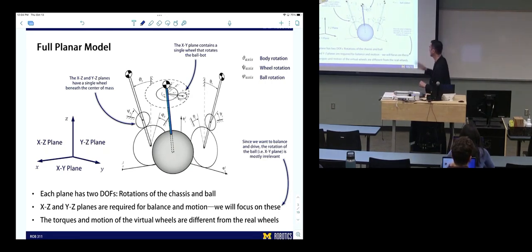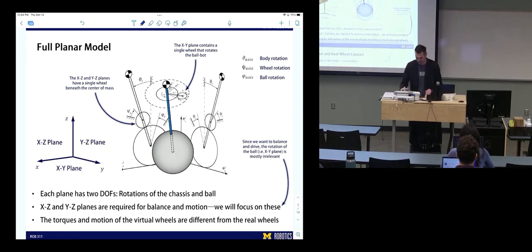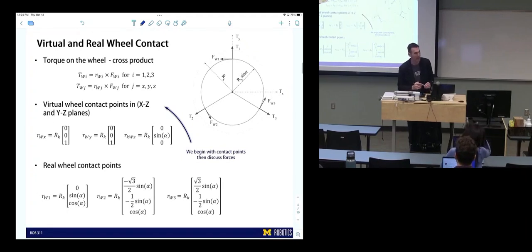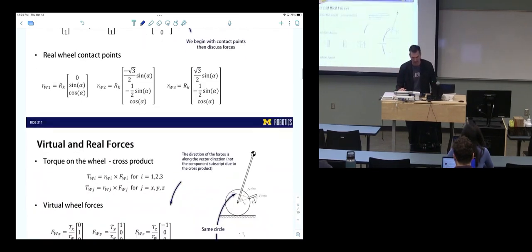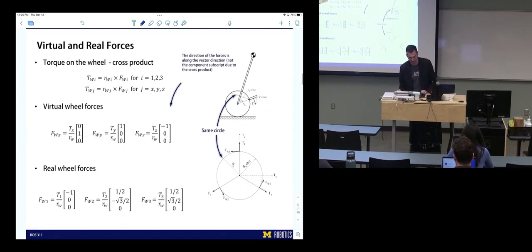So we talked about this. I think you were tracking it, which was awesome. This was how we talked about converting torques. We needed both the forces at the virtual and real wheel locations and their radii. We looked through the geometry, determined their radii, and then determined how to calculate the forces.